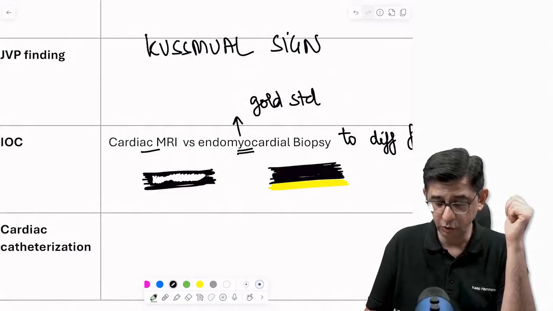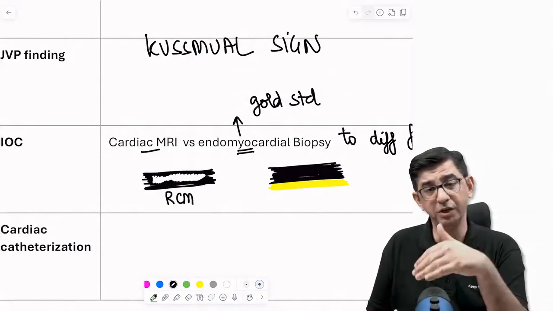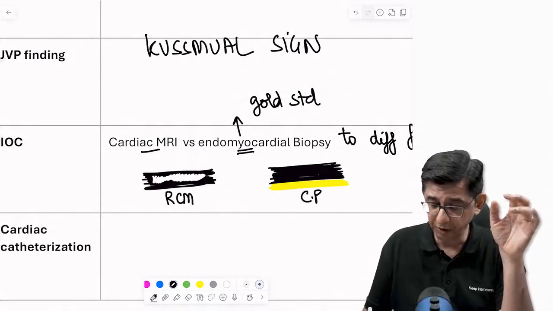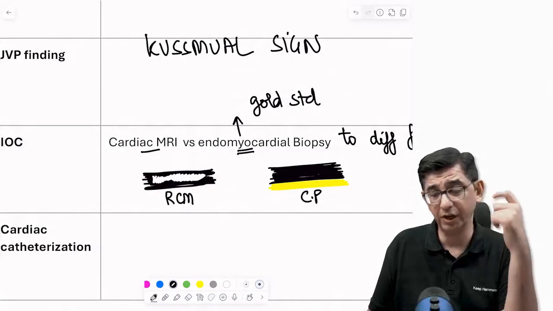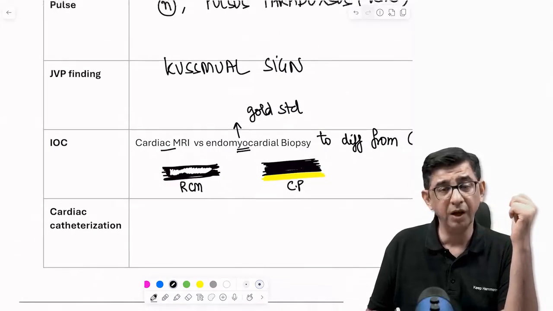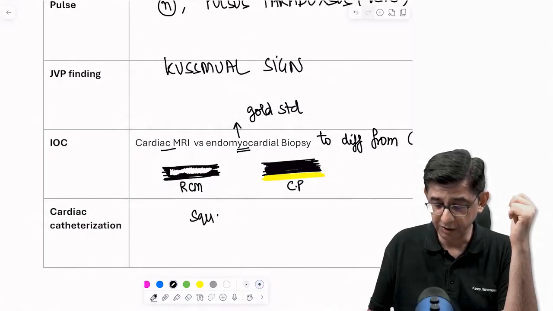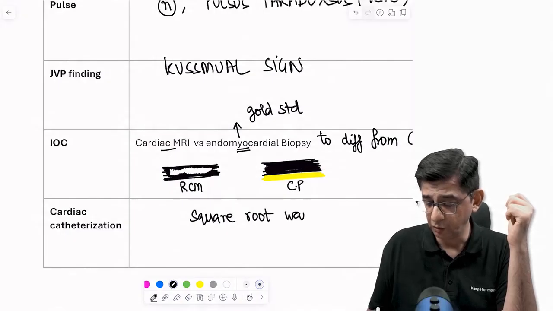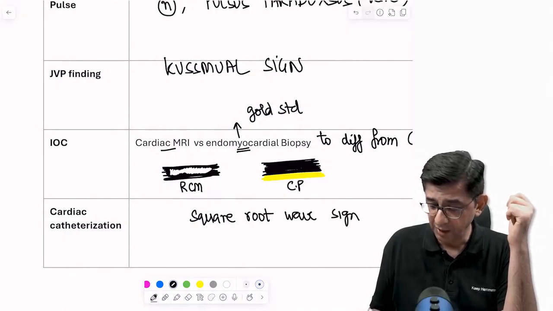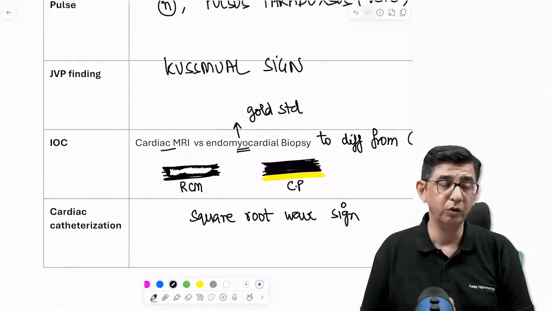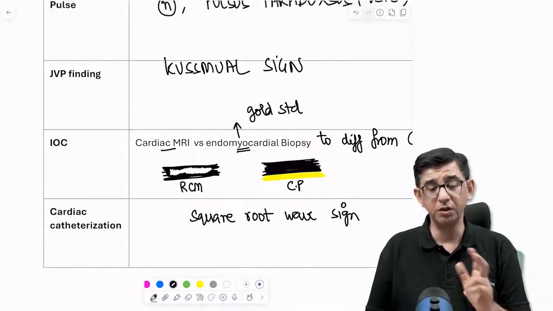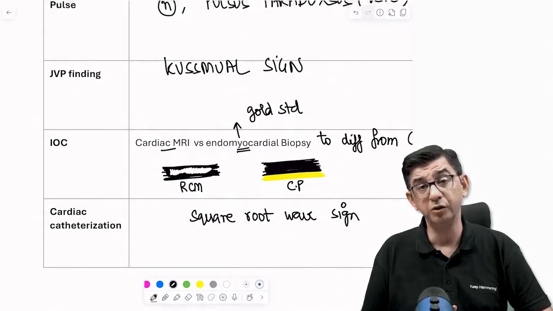So what I've tried to do here is give a line diagrammatic representation of fibrosis in the muscle, a stiff heart, versus constrictive pericarditis, which is a stiffer heart because of the calcification component. The cardiac catheterization finding in this condition will be the same as that of constrictive pericarditis, that is the square root wave sign. So the main message is that restrictive cardiomyopathy and constrictive pericarditis can mimic each other from the findings perspective, but the causes are different. In constrictive pericarditis, it was tuberculosis.